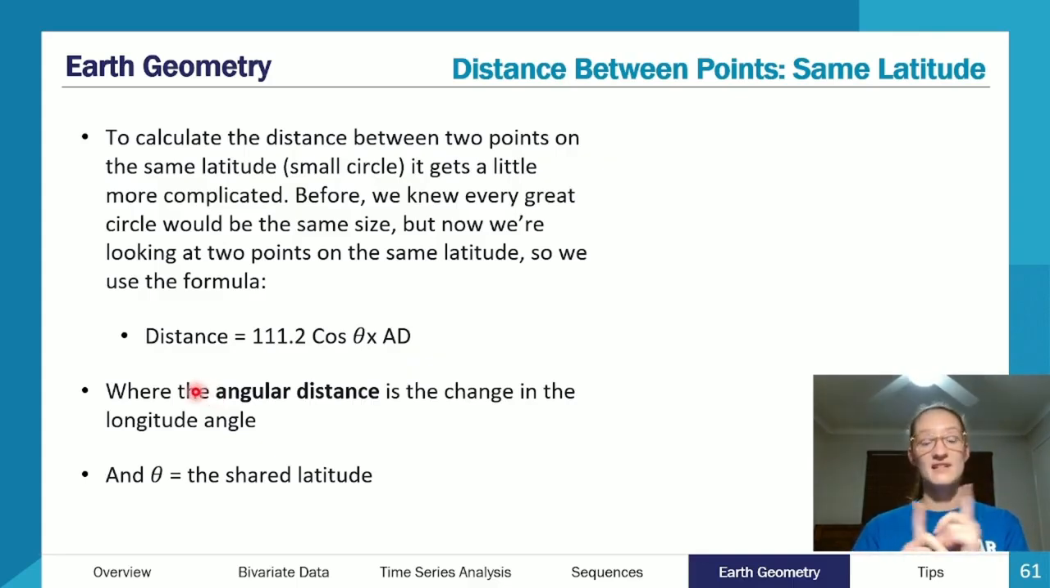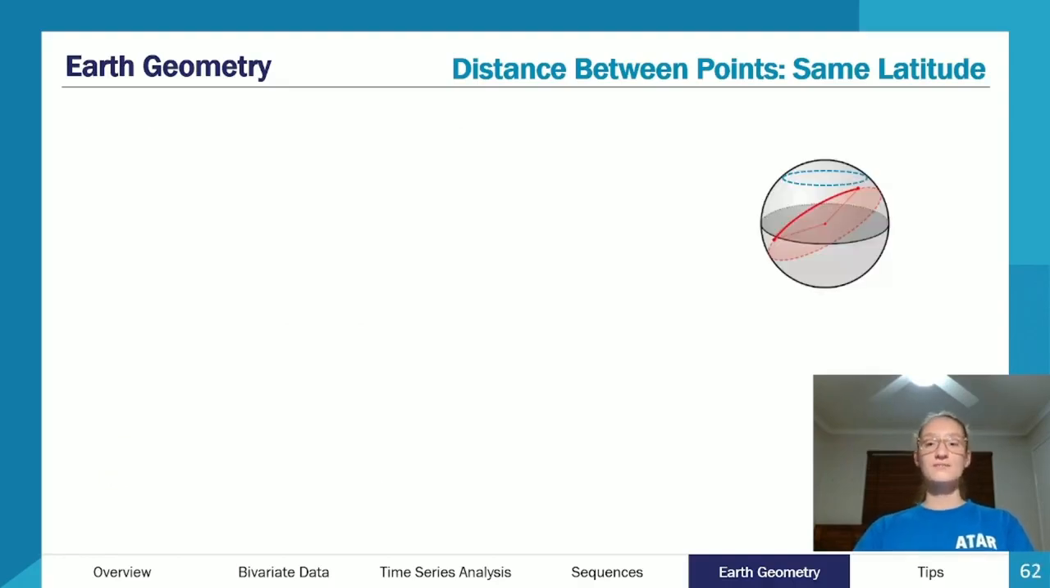And this time, this is an important distinction, the angular distance is the change in the longitude angle, whereas before we were looking at the change in latitude. And this symbol here is referring to the shared latitude. Because if they're on the same latitude, they're going to have a shared latitude. So that is our angle. So let's use that example here.